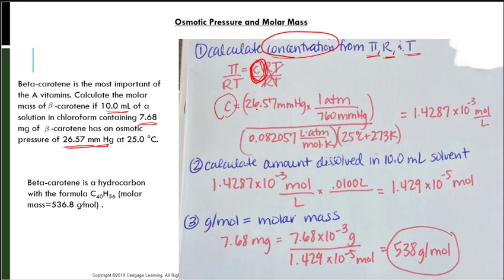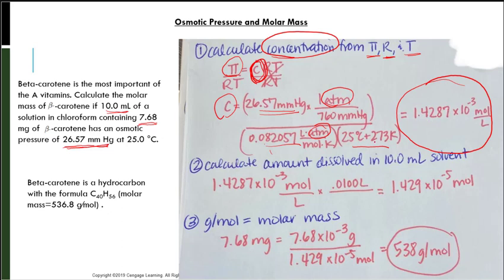I was given millimeters of mercury. Remember, I need to convert to atmospheres because my R constant is in atmospheres. So I would have my osmotic pressure on top divided by R and T. Make sure you convert that into Kelvin. I got a concentration of this.